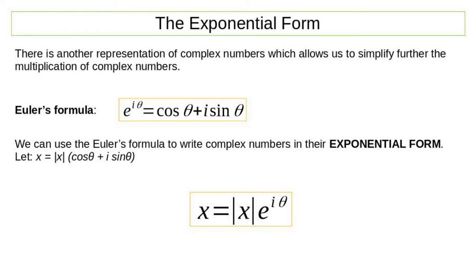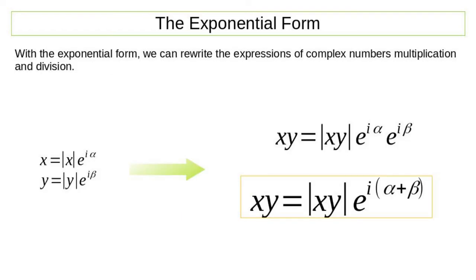The formula states that the exponential of i theta is equal to the cosine of theta plus i times the sine of theta. Let's consider a complex number x written in its polar form, which is absolute value of x times cosine of theta plus i sine of theta. We can substitute the trigonometric functions with Euler's formula and obtain the result: x equals absolute value of x times the exponential of i theta.